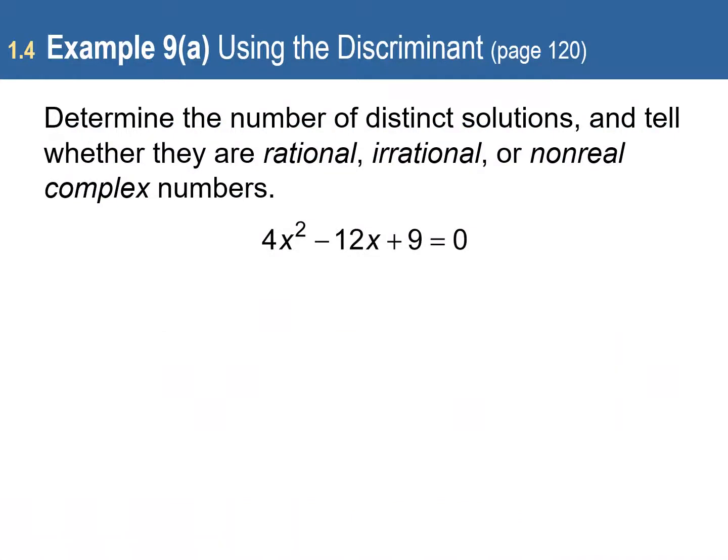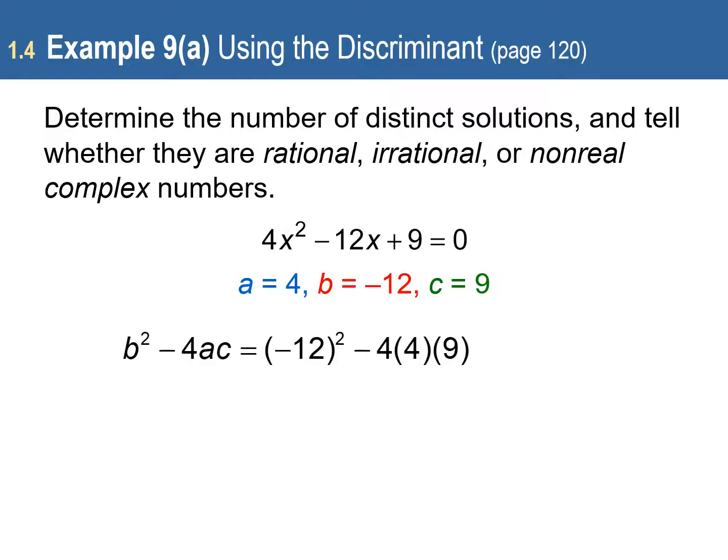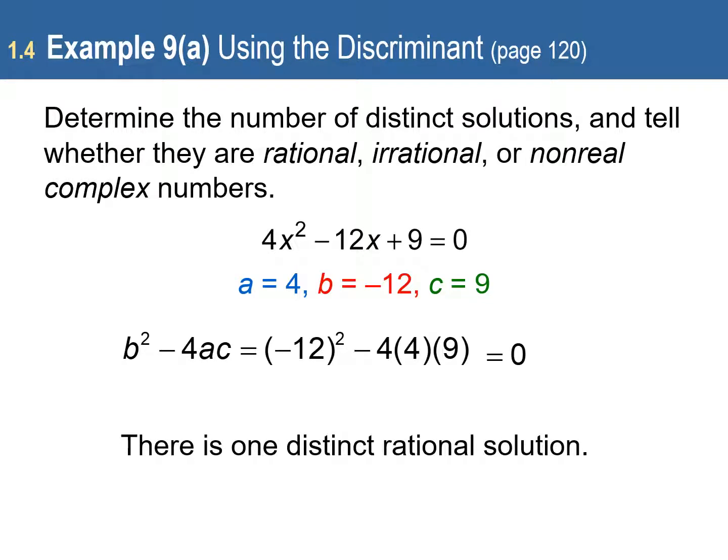Suppose I want you to determine the number of distinct solutions and tell me whether they're rational, irrational, or non-real complex. You can do it without actually solving it. As a matter of fact, I want you to do it without actually solving it. I want you to look at the discriminant, which is b squared minus 4ac. So you identify A as 4, B is negative 12, and C is 9. And then b squared minus 4ac is negative 12 squared minus 4 times 4 times 9. So that's equal to 0. This tells me that there is one distinct rational solution, and it's a double solution.